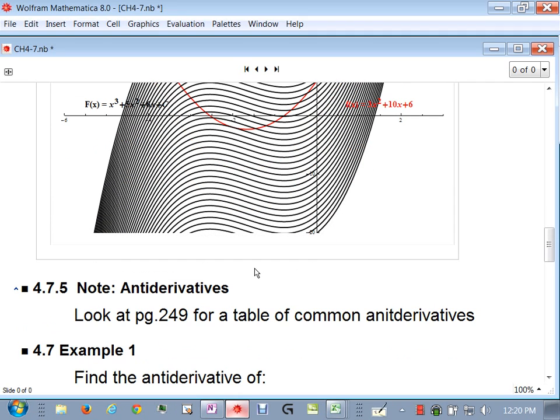Now, you do want to look at page 249. Can someone confirm with me who might have their book that that is the correct page number? I'm pretty positive it is. Page 249 should have a table on it, and it has common antiderivatives. These are also in your formula sheets. How many of you brought your formula sheets? Okay, I would go ahead and just have those all the time because it's a good reference.